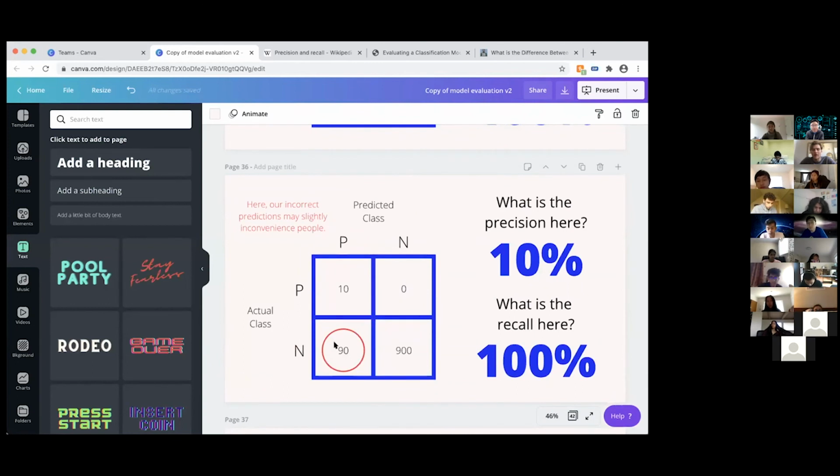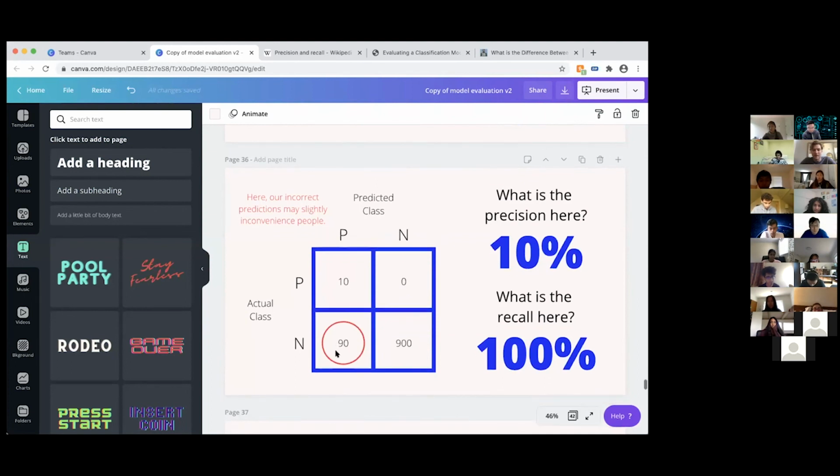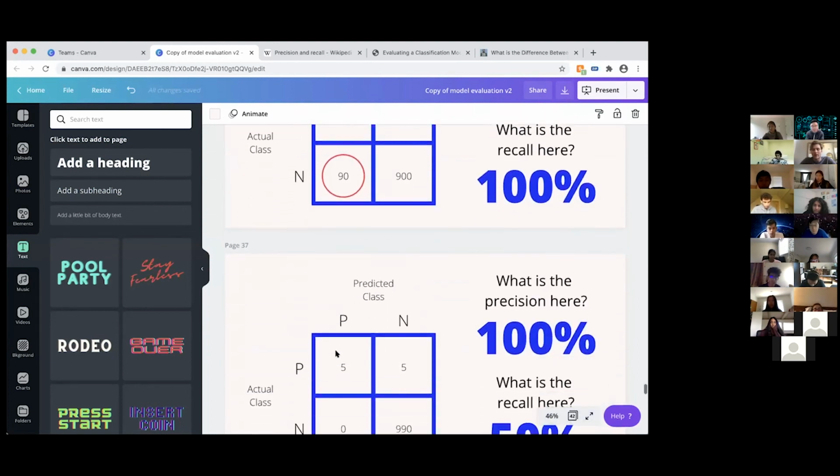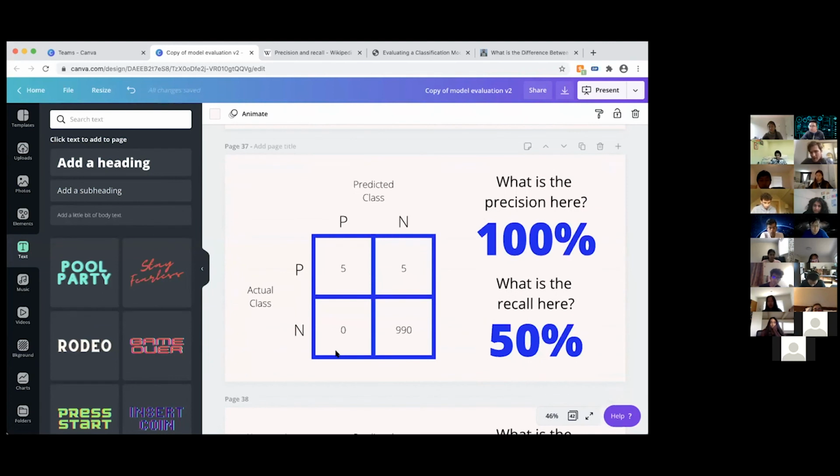Here in this example, our incorrect predictions may slightly inconvenience people, right? So we have maybe 90 people who might get their credit card frozen because we are suspecting fraud. So these people might be slightly inconvenienced. But let's look on the flip side of the coin, right? Maybe we have a confusion matrix that looks like this, where we have a really high precision but lower recall. So maybe we have 100% precision and maybe 50% recall, right? So half of the fraudulent cases we are detecting as fraud, but the other half we're missing.